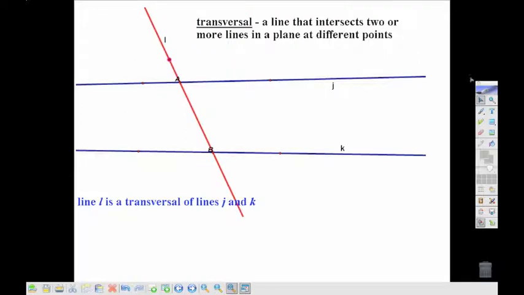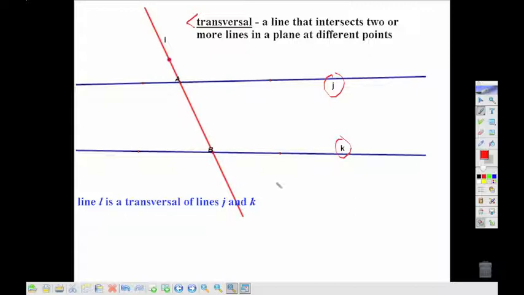Okay, the next word is a transversal. Now, transversal is a line that intersects two or more lines. Now, this line J and K, they do not have to be parallel. A lot of people think that transversal is talking about when we have parallel lines. Now we usually use transversals with parallel lines, but the lines do not have to be parallel. It is any line, this red line, that crosses two other lines.